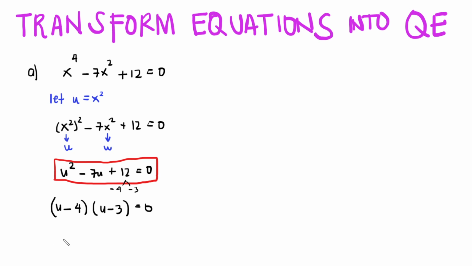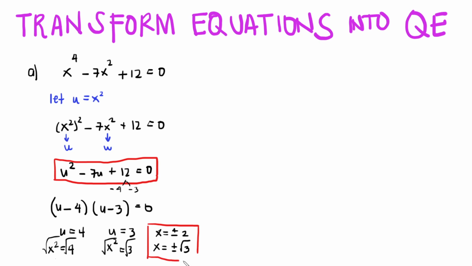Then applying the zero product property, I'll now have u equals 4 and u equals 3. But this is not yet the answer. Since we let u as x squared, we will now rewrite u as x squared. So it will become x squared equals 4, x squared equals 3. And then solve for x, so we're going to take the square root of both sides. So I have now x equals plus minus 2 and x equals plus minus square root of 3. So that will be the value of the roots.